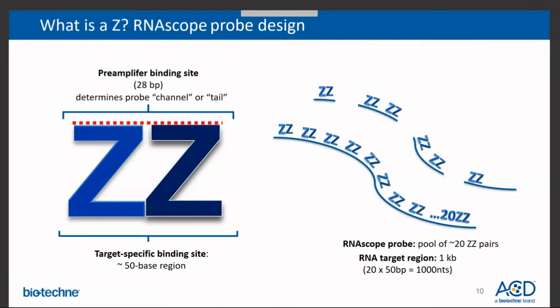I just highlight this because the nomenclature for RNAscope probes gets a little confusing when we start talking about fluorescence, because, of course, we talk about fluorescent channels like fluorescein, Cy3, and Cy5. So from here on out, you'll hear me refer to this top portion of the ZZ pair as a tail sequence for HiPlex.